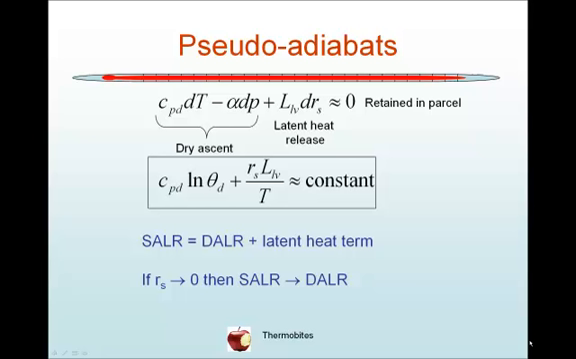And so we can write out in words that the saturated adiabatic lapse rate, which is the lapse rate at which parcels cool when they are saturated, is equal to the dry adiabatic lapse rate plus a latent heating term. That latent heating term depends upon the latent heat, of course, and the temperature at which that's happening, but very much on the actual amount of water vapor that's in the parcel. And so clearly then, if Rs, the saturation mixing ratio, goes to 0, then the saturated adiabatic lapse rate goes to the dry adiabatic lapse rate.